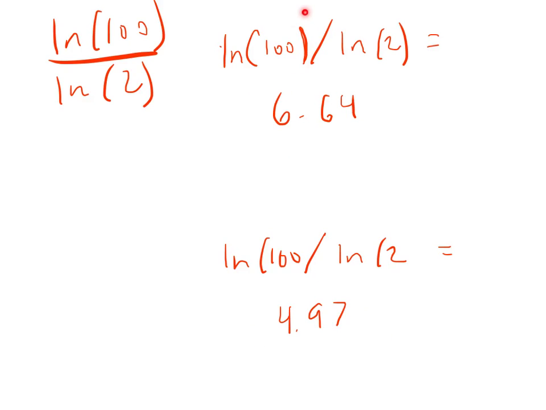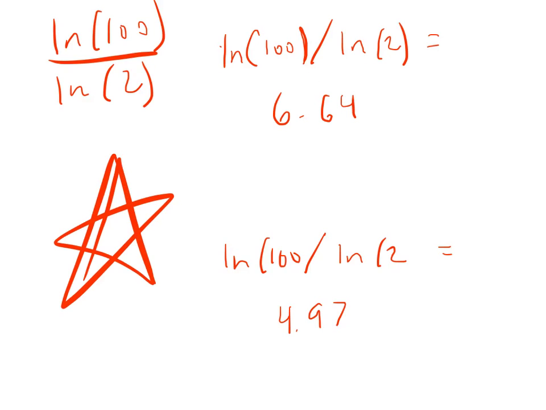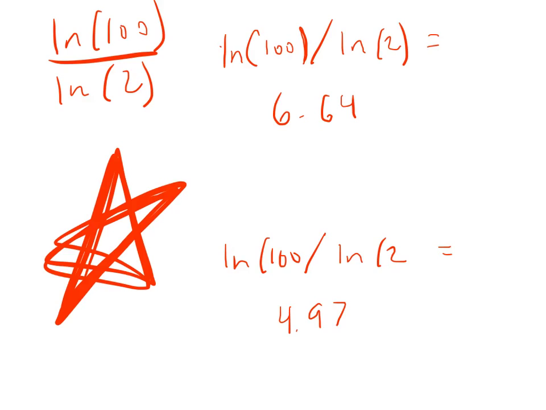So you need to make sure you put that parenthesis to tell the calculator that you want to do the natural log of 100. Down here, you're telling the calculator to do 100 divided by the natural log of 2 first, and then take the natural log of it. Here, you're doing the natural log of 100, the natural log of 2, and dividing the two. Okay? So this is very important. Very important that you remember to put your parentheses around your numbers.